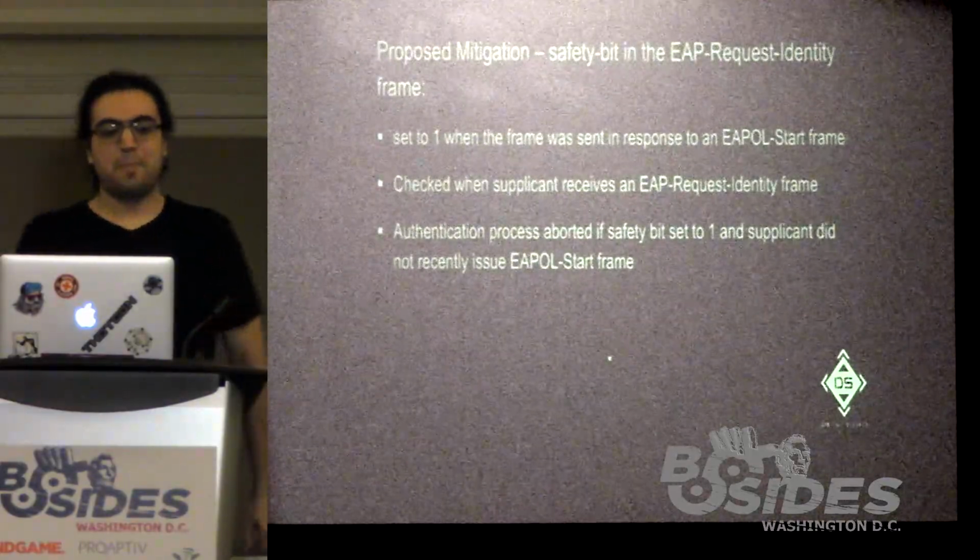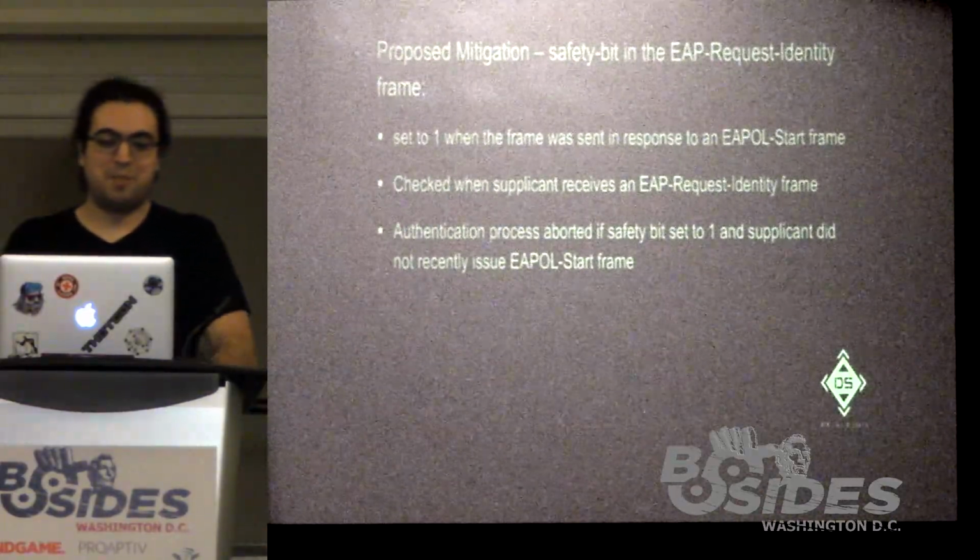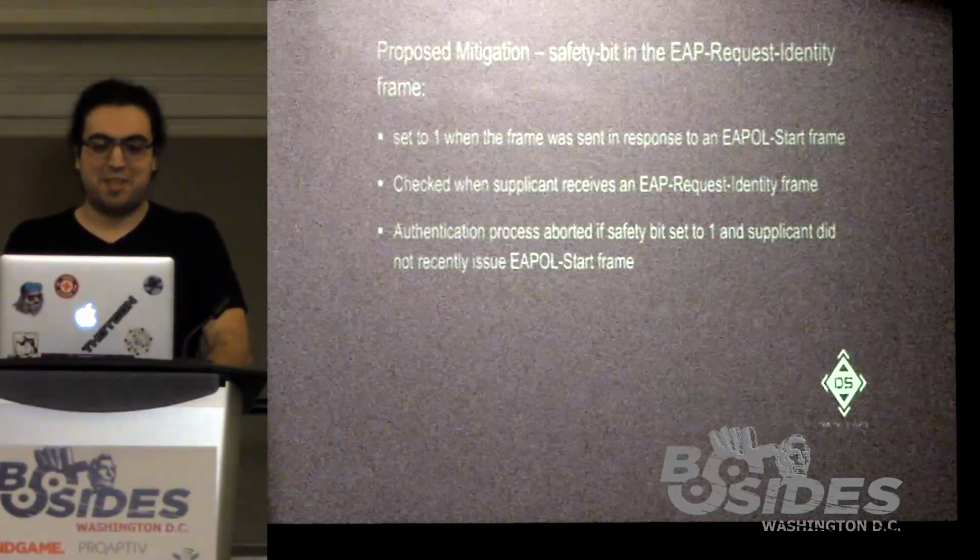There's a proposed mitigation for this, which would be just adding a safety bit to the EAP request identity frame.